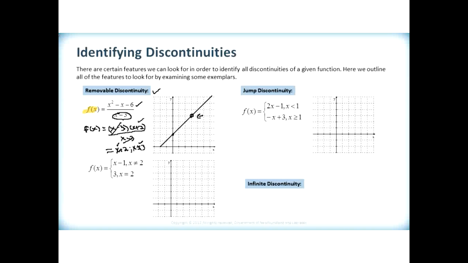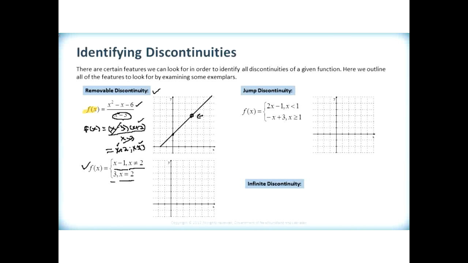So let's look at this example. This function that we're given here in our second one down here says that f of x is a linear function, x minus 1, as long as x is not equal to 2. And it's equal to exactly 3 when x is equal to 2. Well, that's kind of a funny thing, but piecewise functions are one of the types of functions where we see all kinds of really weird and wonderful discontinuities here.